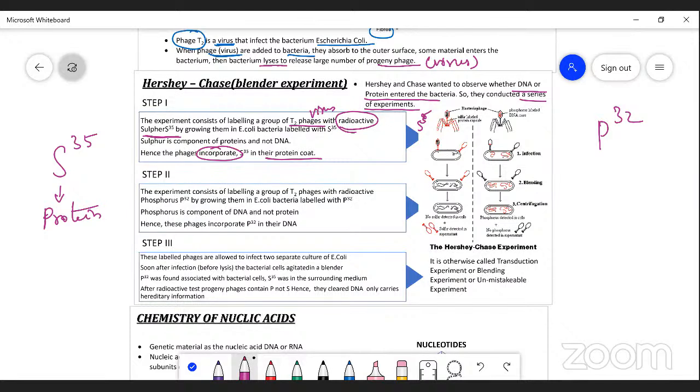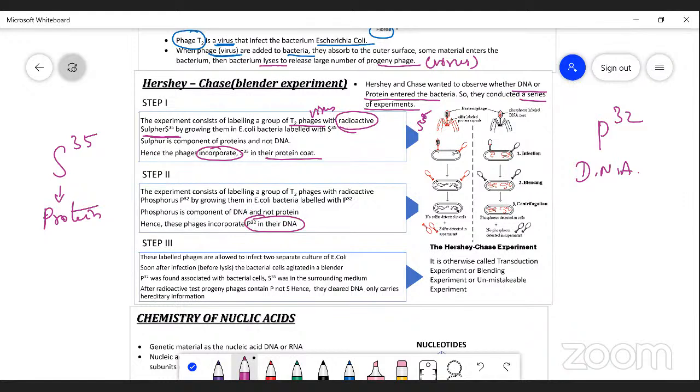coli. Growing them in the E. coli bacteria, labeled with P32. That is phosphorus 32. Phosphorus is a component of DNA, not a protein. Hence, these phages incorporated P32 in the DNA.